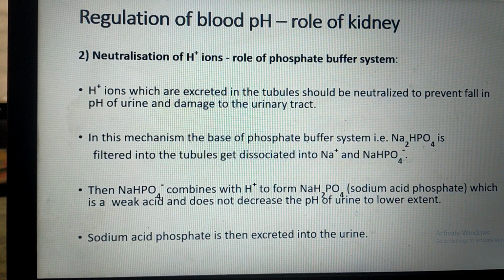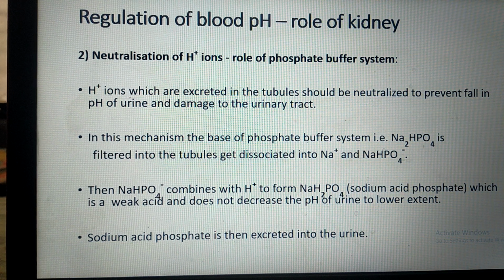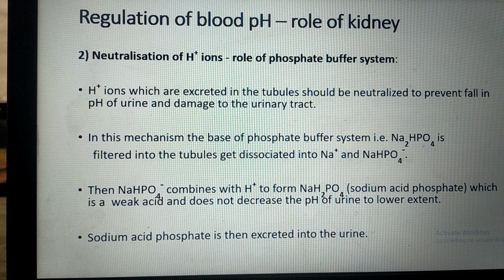Second mechanism is neutralization of H plus ions. Here the role of phosphate buffer system. Now again I will show you the figure. First you should know, H plus ions which are excreted in the first mechanism, if they remain free, what will happen? They will decrease the pH of urine present in the tubular cell, and when that urine flows through our urinary tract, it may damage the tract because it is acidic urine. So we have to neutralize these H plus ions.